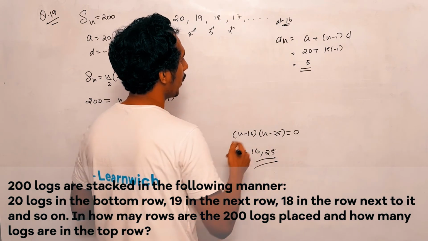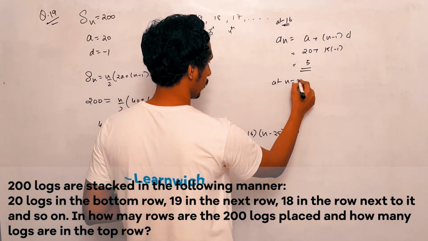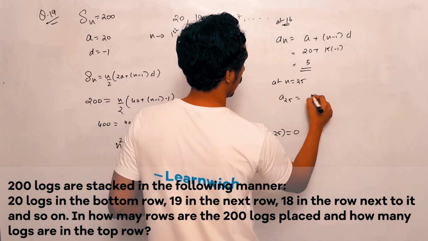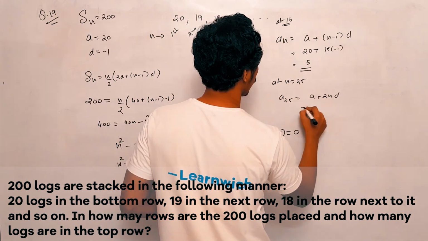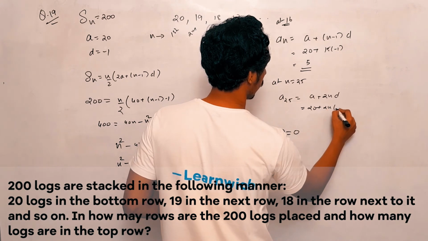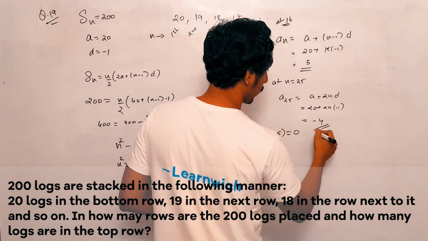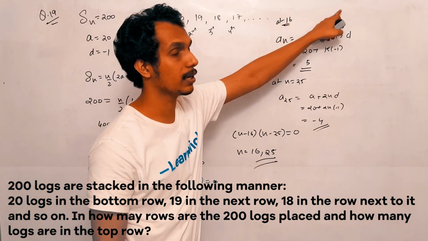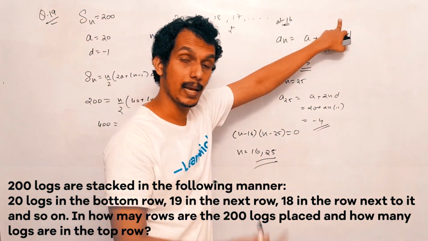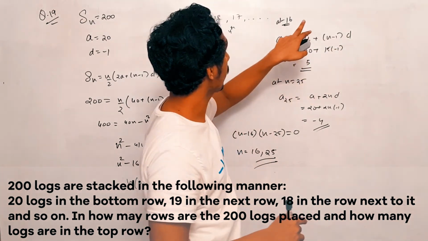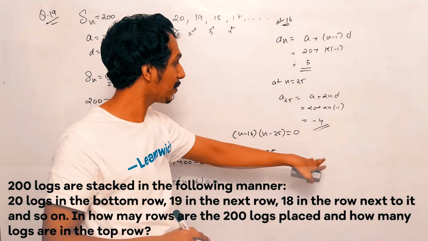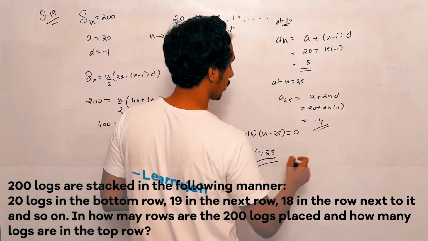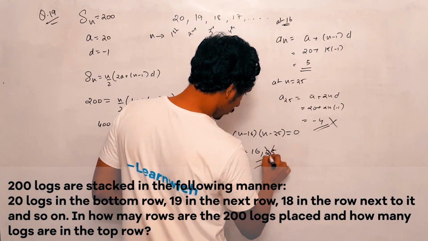Okay, what happens when n is equal to 25? Then A25 is equal to A plus 24D, which is 20 plus 24 into minus 1, which is minus 4. That is not possible. You cannot have a minus value here. Why is that? Because we are finding the number of logs on the row. When you're finding the number of logs, it can never be negative. So this is rejected. So this 25 is also rejected.